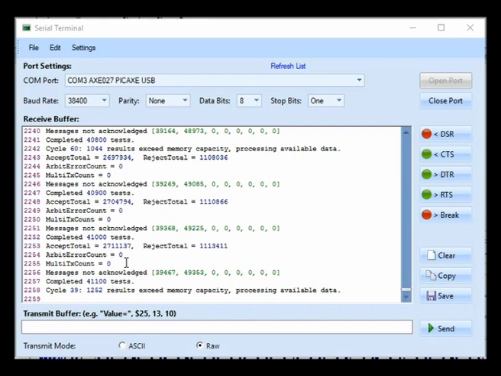The multi-TX count is the count of the number of times that more than one transmitter has tried to transmit at the same time. And that also has to be 0, and indeed is. And the good news is that these 2 figures have always been 0. If these aren't 0, then there's something wrong with the interface, and I'd need to redesign it.